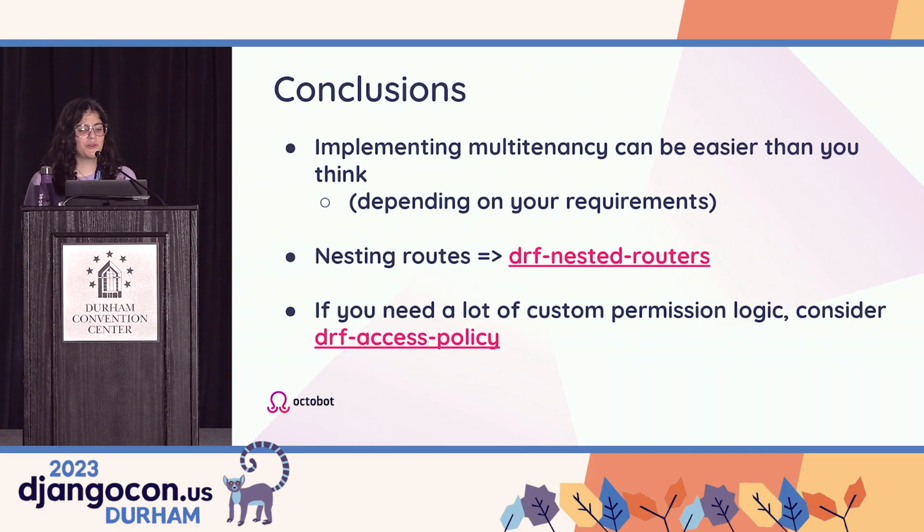So, some conclusions. Implementing multi-tenancy can be easier than you think. And the disclaimer: depending on your requirements, there are a lot of complex things out there. This is pretty simple. It was just a few lines of code. If you need to nest routes, either with multi-tenancy or just because I really like this library, we use it in production and it's working fine: DRF nested routers.